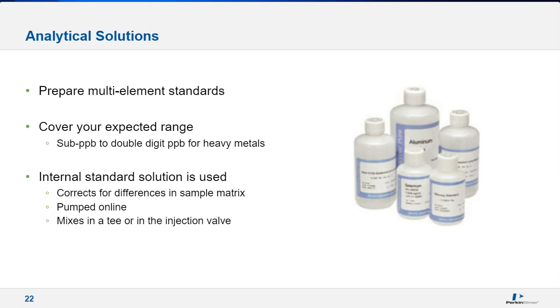The analytical procedure overall is fairly straightforward. As indicated earlier, it's a fairly simple preparation of the multi-element calibration standards that cover an expected range of the samples. We also recommend the use of an online addition of an internal standard solution to correct for the different matrix effects due to the different sample matrices.